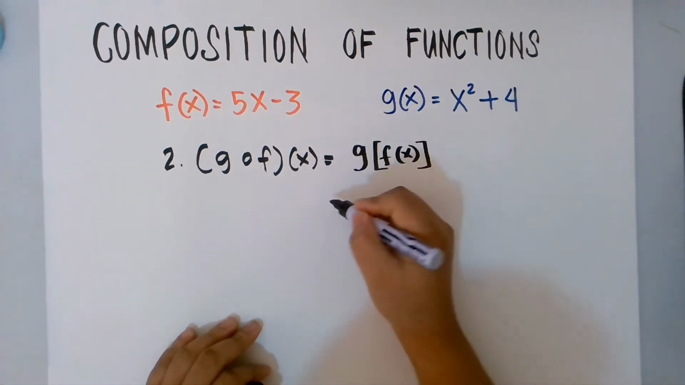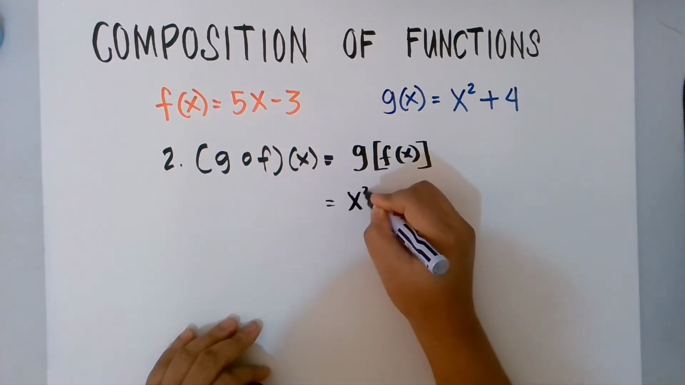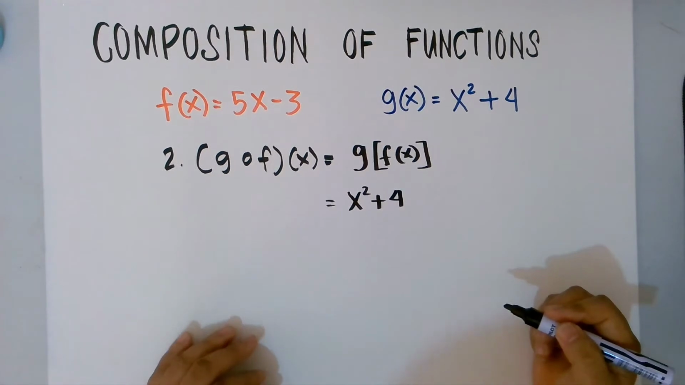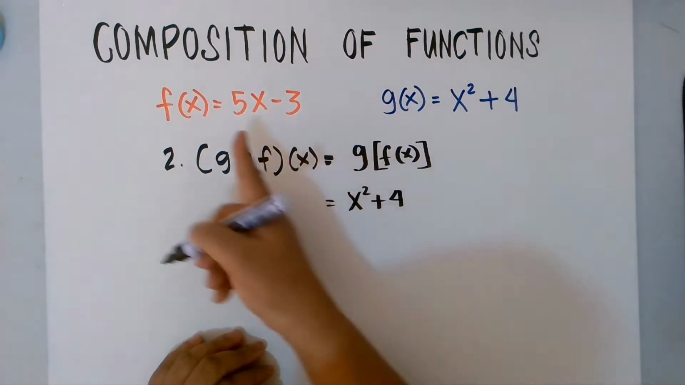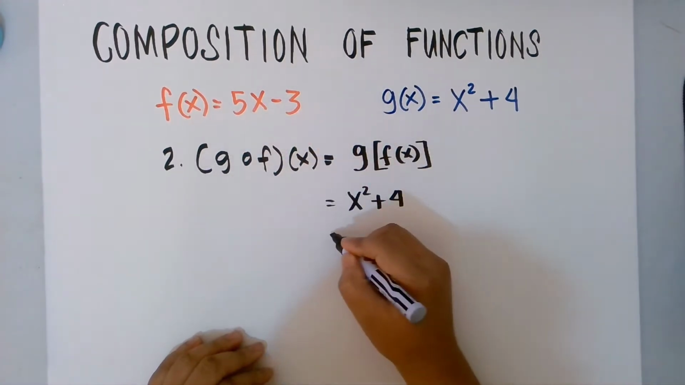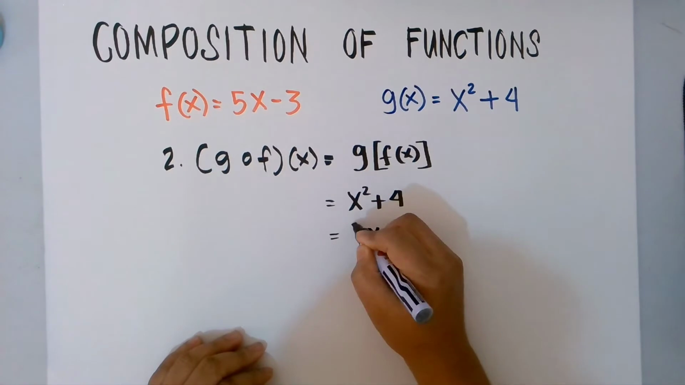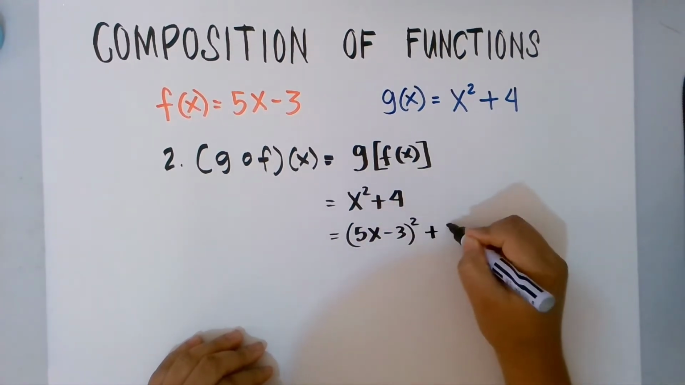So again, what is our g of x? That is x squared plus 4. So let's write it. x squared plus 4. And then we will replace yung x natin ng f of x. So ano yun? 5x minus 3. So 5x minus 3, that's the value of x. Then squared. Then plus 4. Okay.